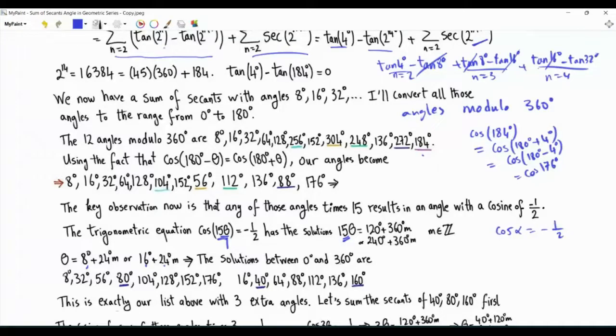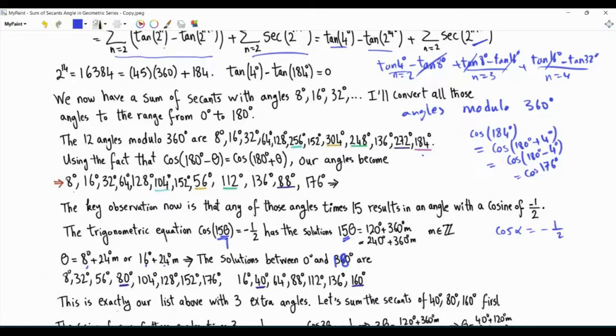So now the solutions between 0 and 180 degrees will be those angles. Those are the 15 angles that have this particular property. Multiply by 15, take cosine, you get -1/2. The angles that we have here include the angles in our problem, plus 3 extra angles.